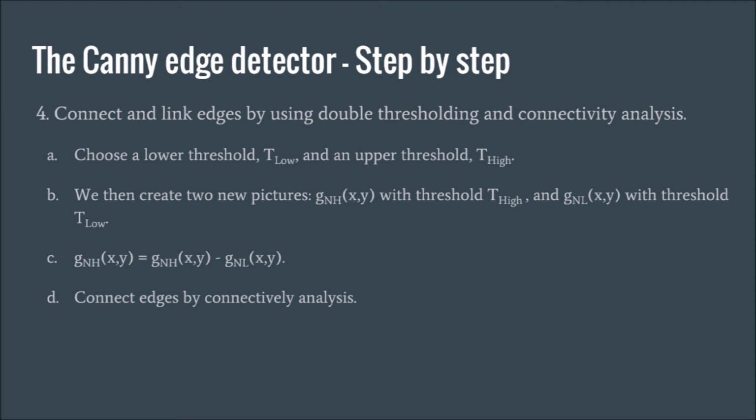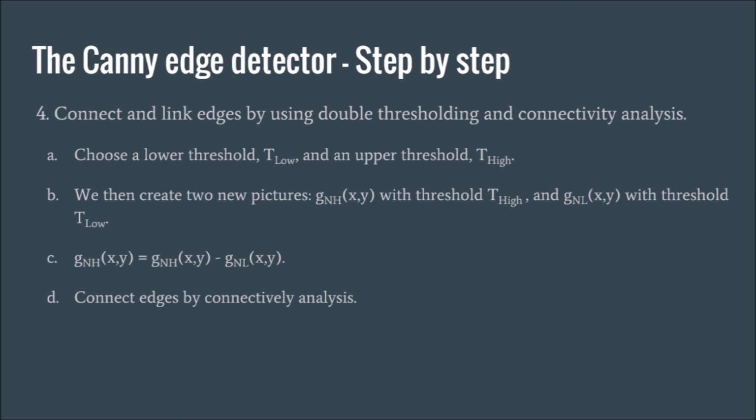Next, we create two new pictures: GNH with threshold TH and GNL with threshold TL. Afterwards, we subtract the image with TH as threshold from the image with the lower threshold. This is to avoid having duplicate edge pixels. All the pixels in GNH are assumed to be valid edge pixels.